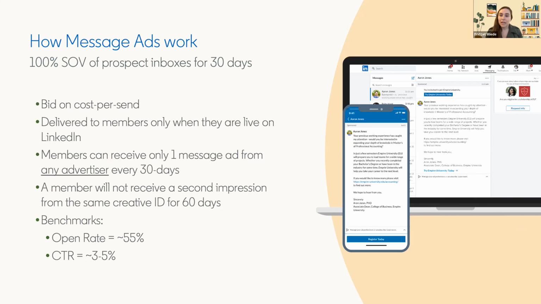The second frequency cap I want you to be aware of is around creative IDs. A member will not receive a second impression from the same creative ID for 60 days. This was a pretty recent change for us. Typically, we had said you only need one message ad per campaign. Now with this new creative frequency cap, I'd really recommend that you have 3 to 5 ads running in any campaign at any given time to get around some of these new creative frequency caps that we have.